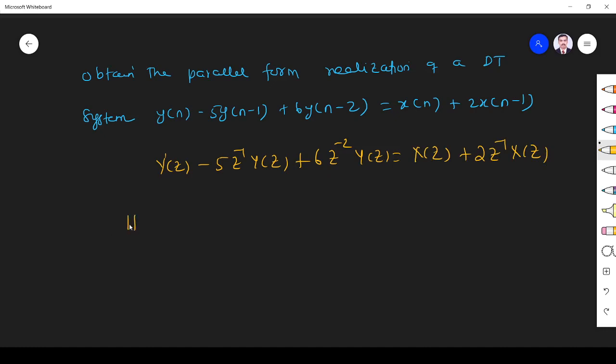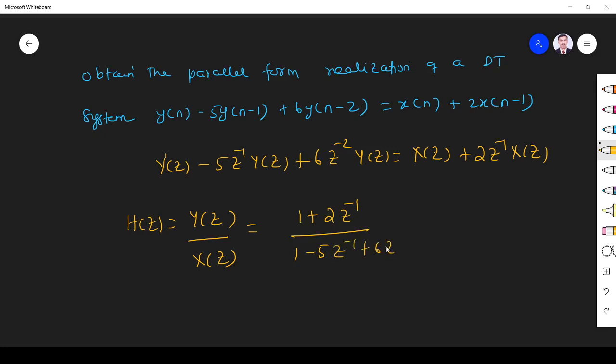So what I need is H(z). H(z) is nothing but Y(z) divided by X(z). So take Y(z) outside, similarly take X(z) outside and simplify it. What you get is 1 plus 2z inverse divided by 1 minus 5z inverse plus 6z power minus 2. This you can simplify, so what you get is z into (z plus 2) divided by z squared minus 5z plus 6.